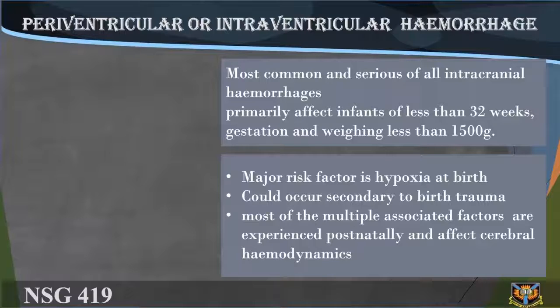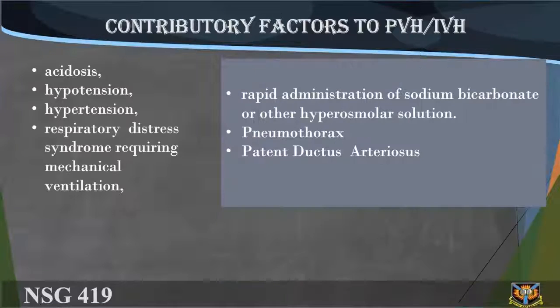Periventricular or intraventricular hemorrhage. This is the most common and serious of all intracranial hemorrhages, primarily affecting infants of less than 32 weeks gestation and weighing less than 1,500 grams. The major risk factor is hypoxia around the time of birth or in the early postnatal period. It could occur secondary to birth trauma. Most of the multiple associated factors are experienced postnatally and affect cerebral hemodynamics.